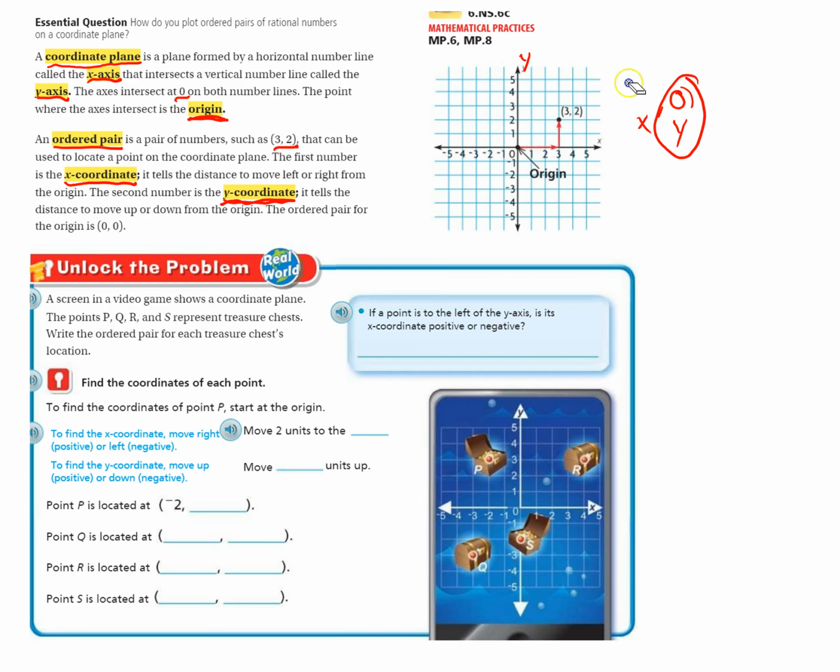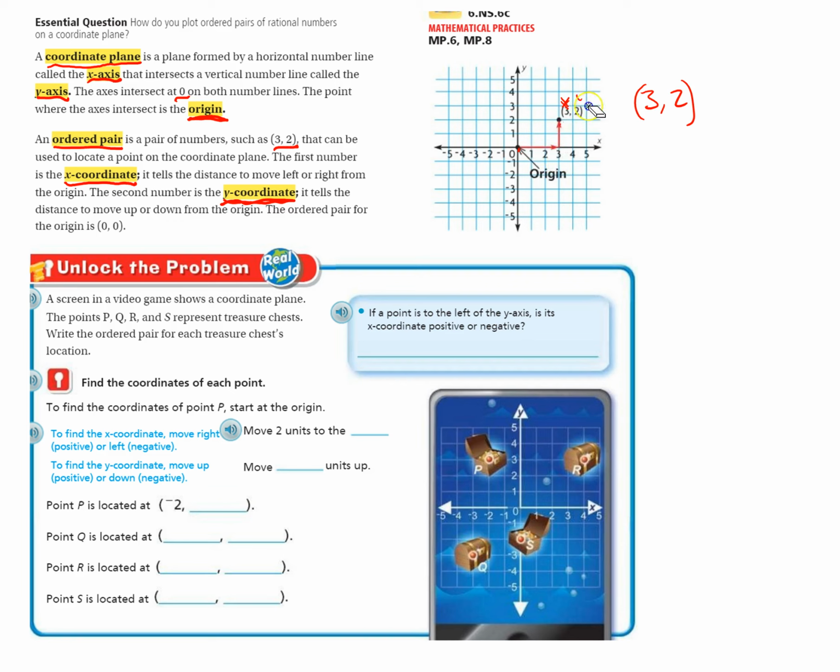So, for example, let's take a look here. Here is the point 3, 2. X is the first number, 3. So we always start at the origin and we move over 3 on the x-axis, because x is always the first one. And then how many do we move? 3. 1, 2, 3. And then the y is 2. So we move on the y-axis, which goes up and down. We move up 2 because it's positive. 1, 2. And this point is at the point 3, 2.